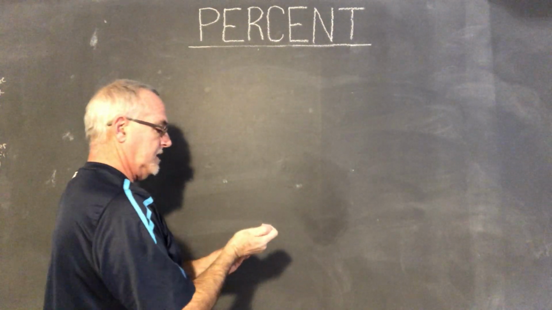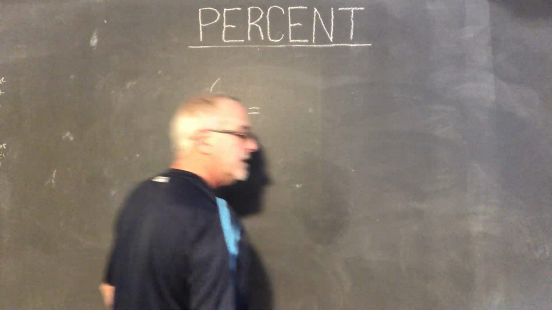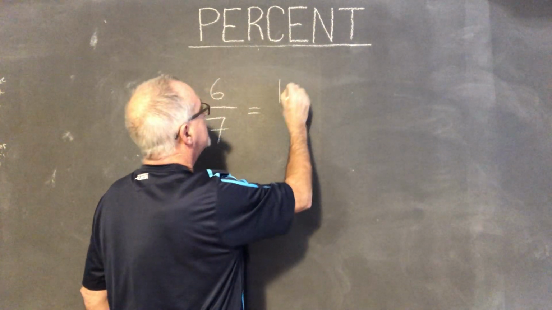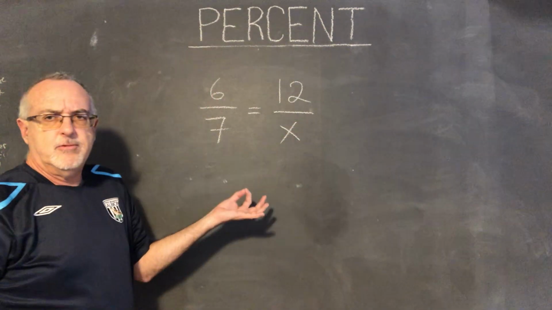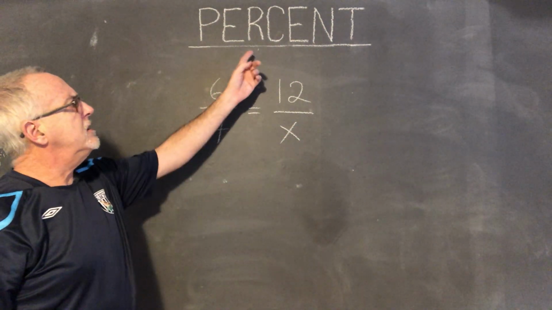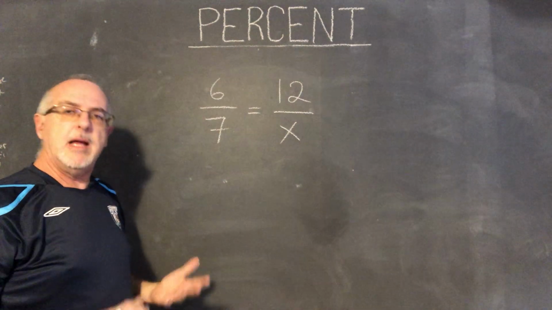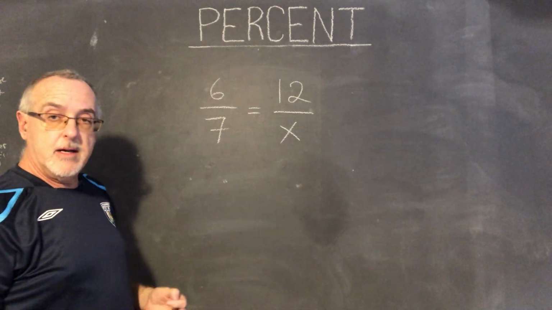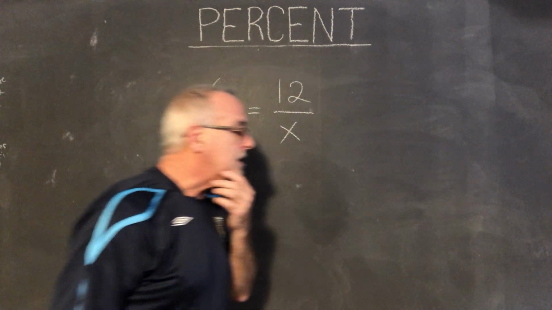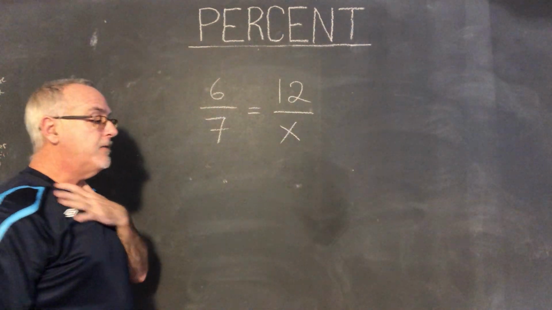6/7 is equal to 12 over x. And why are we doing all of these little cross multiplications when we're on a unit about percent? Because cross multiplication comes in so handy when we're solving problems that involve percent. That's why. Problems like maybe word problems that I might have a few of in our near future.